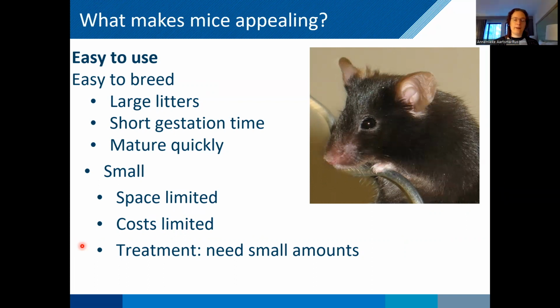That is a lot less than if you, for instance, would use a rat that weighs 10 to 20 times more. That means that you would need 10 to 20 times more of your compound, which can make things a lot more expensive. And for a first test, you want to keep things as cheap and easy as possible.